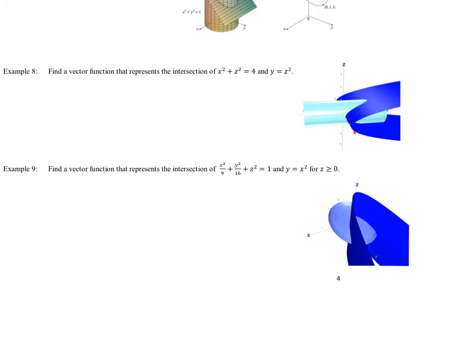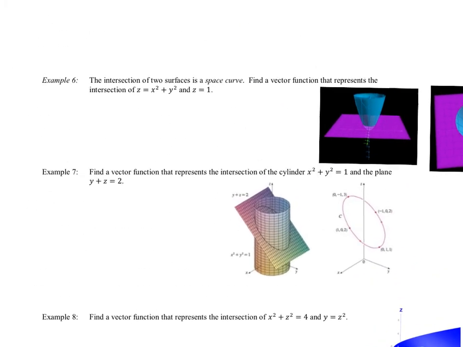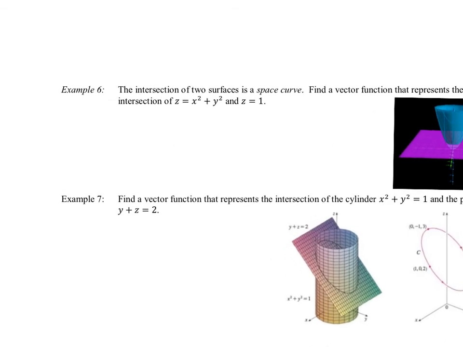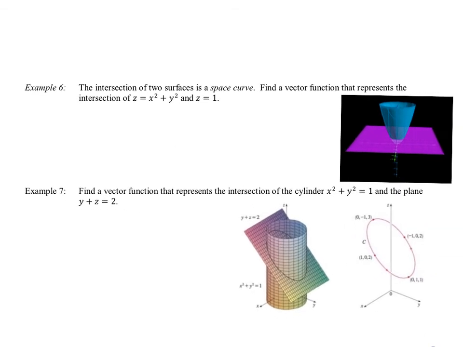Okay, let's go ahead and start with example 6. I've added some visuals in here that I'll explain in a minute. So with example 6, we're looking at the intersection of two surfaces. And again, we're claiming that this is going to be a space curve. And we just looked at the most simple example that connects to chapter 9. Now we're going to look at more complex examples. So the first one is a vector function that is going to represent the intersection of z equal to x squared plus y squared and z equal to 1.